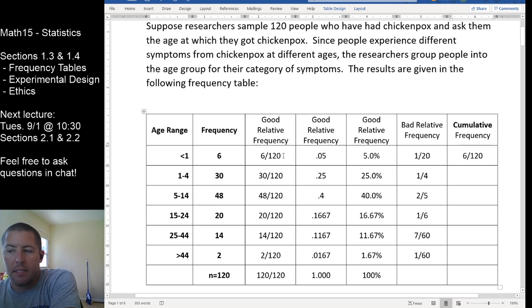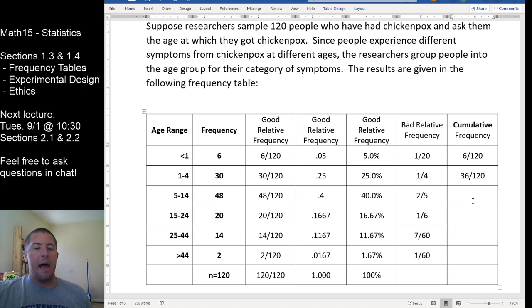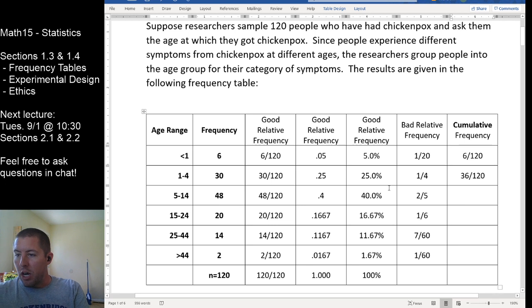Well, it looks like you have a 6 in 120 chance of getting it up to the age of 1, and then an additional 3 in 120 chance of getting it between the ages of 1 and 4, for a grand total of 36 out of 120 chance that you'll have had it by the time up to the age of 4. So a lot of these up to statements, how much so far, how much probability so far have we accumulated? For the next chunk, we're going to get an additional 48 out of 120 probability for the ages of 5 through 14. So 36 plus 48 is going to give us, what's that, 84 out of 120.